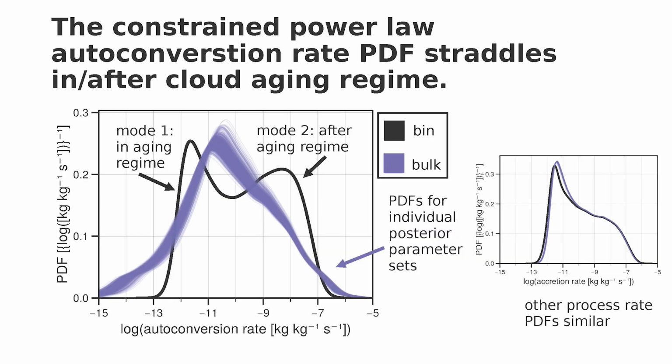You can see very good agreement on the left for the accretion rate, whereas the autoconversion rate is showing large biases. Because we have the context of time evolution in the LES, we can also look at PDFs of autoconversion rates and where they're coming from. And what we see is that the constrained autoconversion PDF is straddling two modes of autoconversion rates that are coming from the bin scheme. The smaller mode is in this aging regime, and this larger mode is coming after the aging regime, suggesting we're having to compromise on these autoconversion rates.